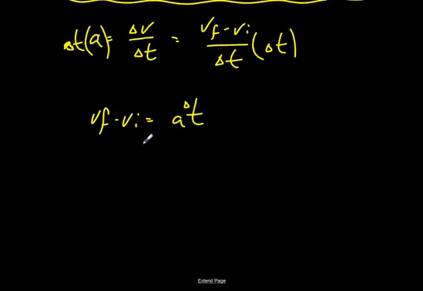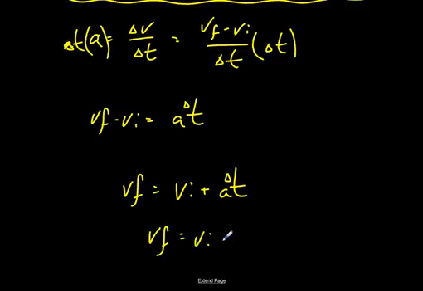Okay? And we'll do one more little motion. We'll say the final velocity of any object is its initial velocity added to its acceleration times its time. Okay. Let's write that a little more clearly.